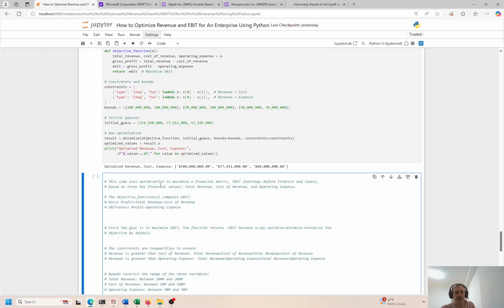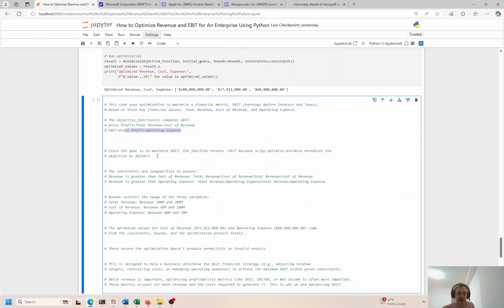Okay, so this code basically maximizes EBIT, earnings before interest and taxes. You have EBIT and EBITDA, which is earnings before interest, tax, depreciation, and amortization. We're focusing on EBIT in this case. And there's basically three key financial factors that we're looking at, or values, right? Total revenue, cost of revenue, and operating expense. And EBIT comes from this: gross profit equals total revenue minus cost of revenue, and EBIT is gross profit minus operating expense, okay? So this is the goal, to maximize EBIT or revenue. Okay, you can do either one.